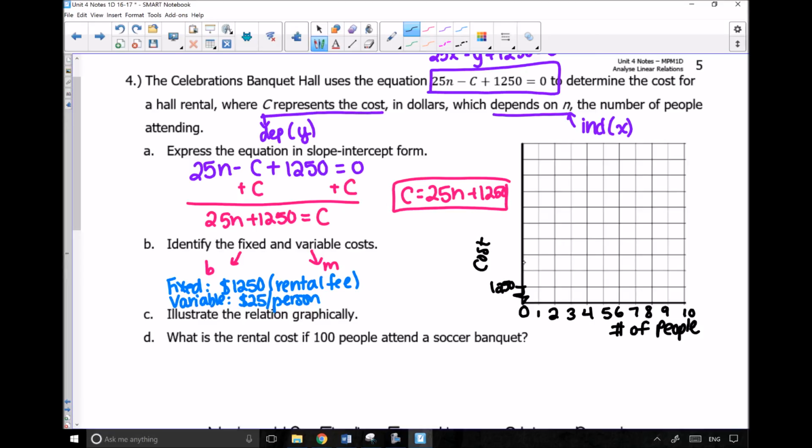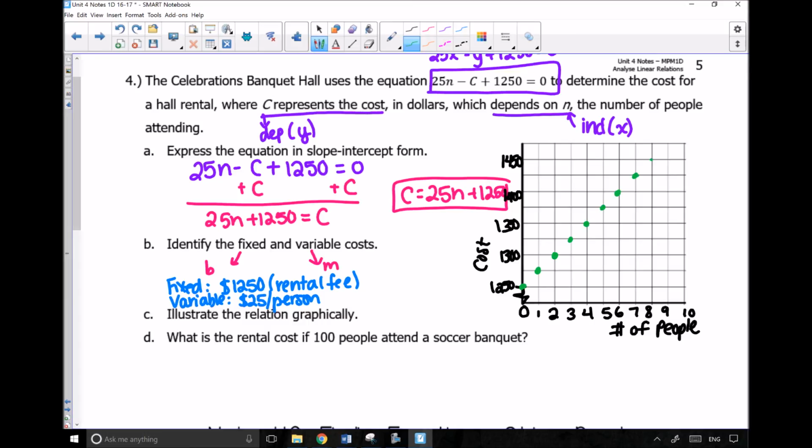So this would be $1,275. So this would be $1,300. I'm going to go up by 25s. So this would be $1,325. So this would be $1,350. Skip one, this would be $1,400, so on and so forth. Okay, so then when I go ahead and do my graph, I see that 0 people will cost $1,250. One person is an extra $25, so they'll cost $1,275, and I would just keep going with my graph right here.